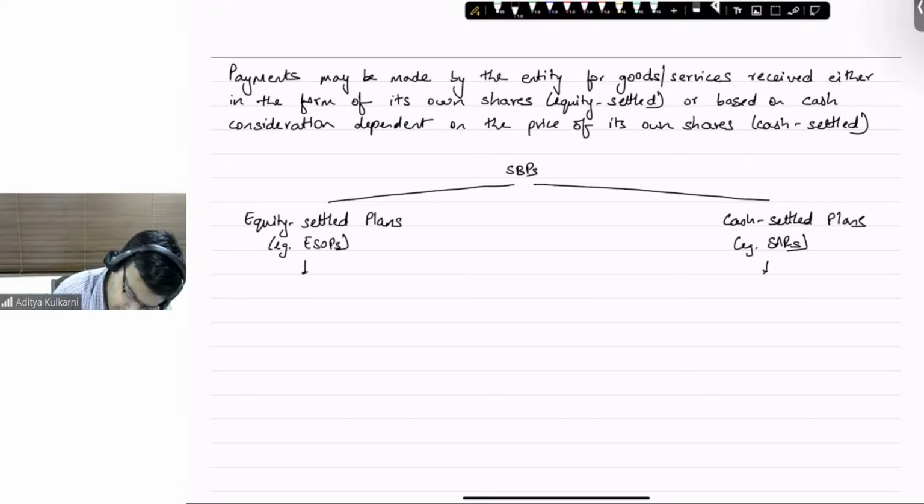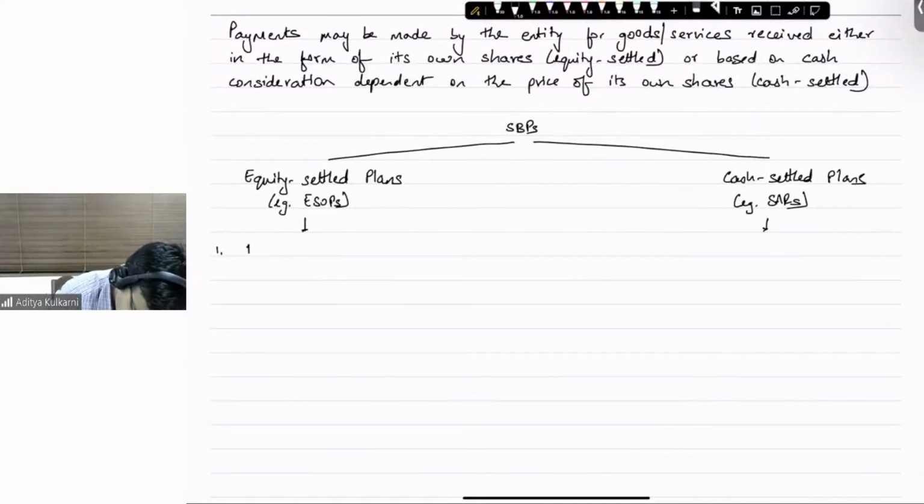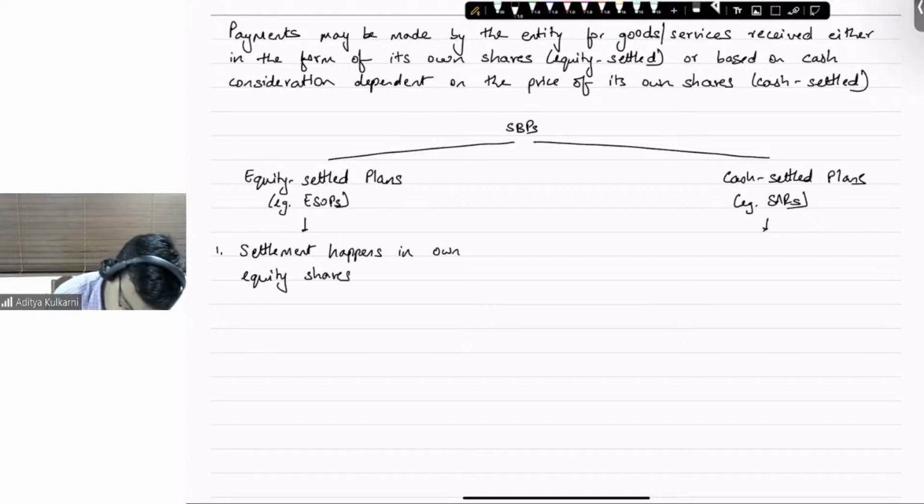So basically, what is the difference here? First one is, settlement happens in own equity shares. Whereas here, settlement happens in what? Settlement happens in cash.